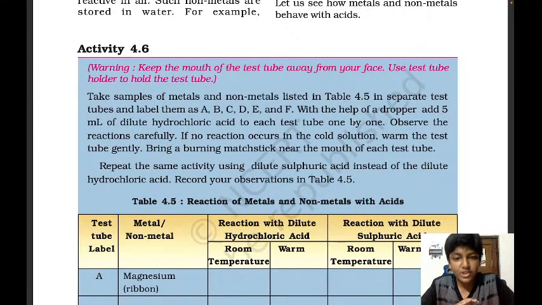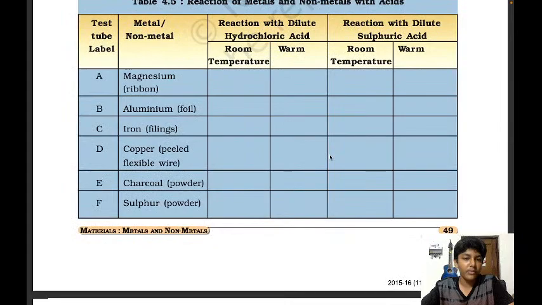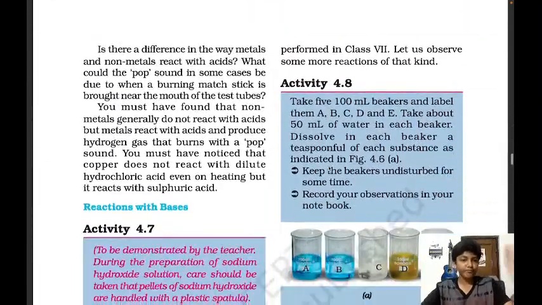Bring a burning matchstick near the mouth of each test tube. Repeat the same activity using dilute sulfuric acid instead of dilute hydrochloric acid. Record your observations in table 4.5. Okay, so this is a fun activity. You can do this yourself.